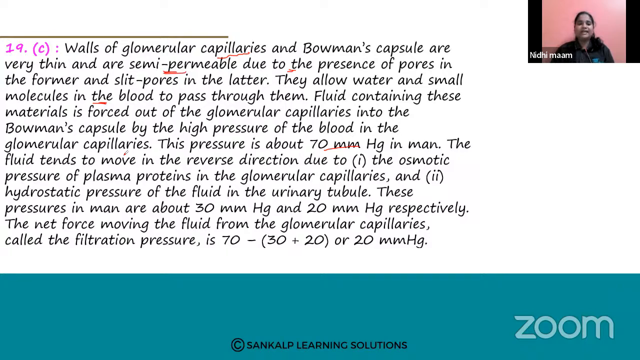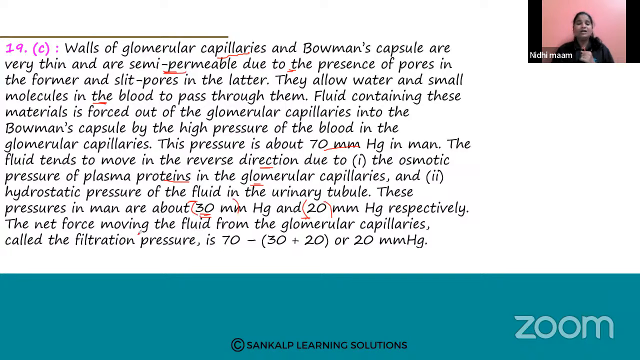The fluid tends to move in a reverse direction. It can move in reverse due to the osmotic pressure of plasma proteins in the glomerular capillaries or the hydrostatic pressure of the fluid in the urinary tubule. Some of the fluid may reverse back. These pressures in man are about 30 mmHg and 20 mmHg. The hydrostatic pressure is 20 mmHg, and the pressure from plasma proteins is 30 mmHg.